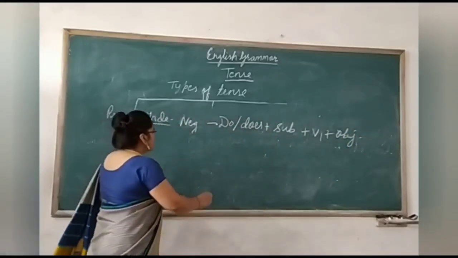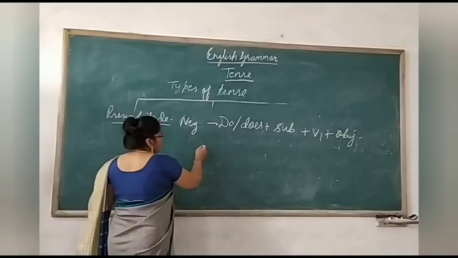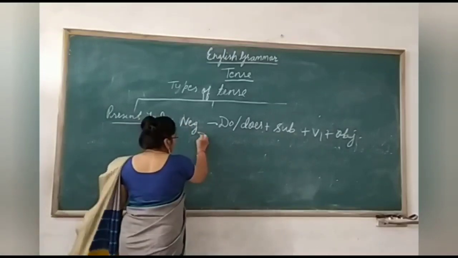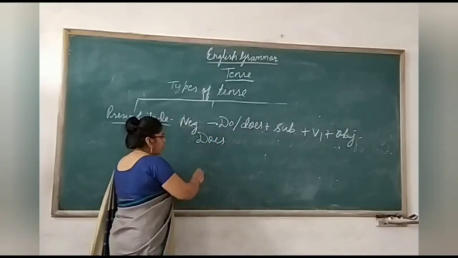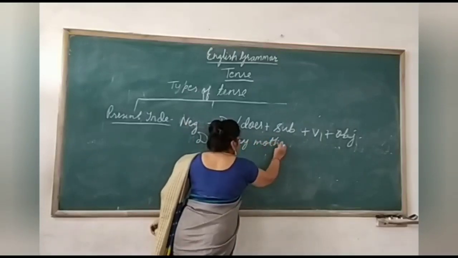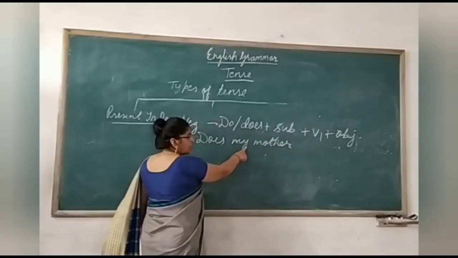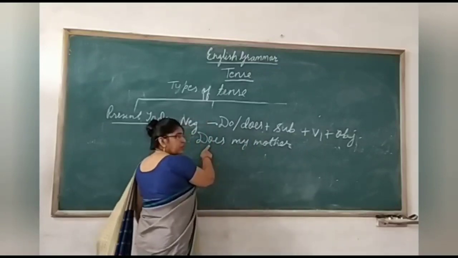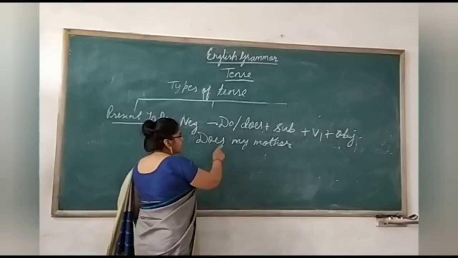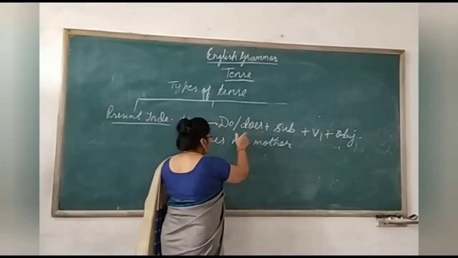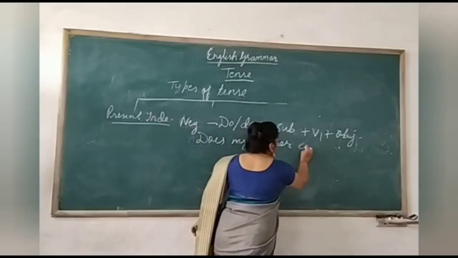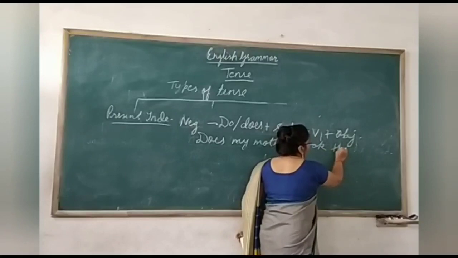Here. Clear? Same sentence, if I take my mother cooks the food, then what will we do? Does. We'll take in the beginning here. Does my mother. Because my mother is singular, that is why we have selected this verb. And because we are making interrogative sentence, these verbs will be used in the beginning of the sentence. Does my mother cook the food?